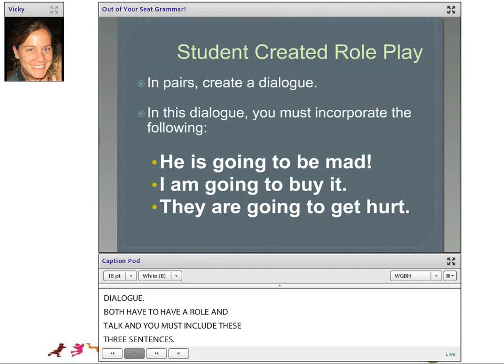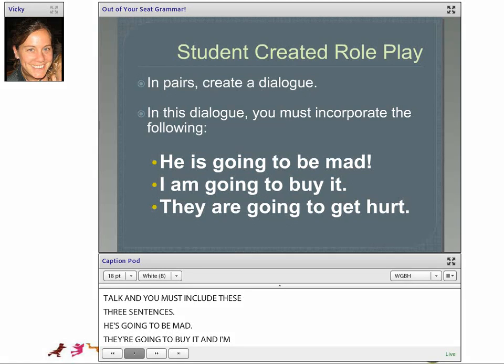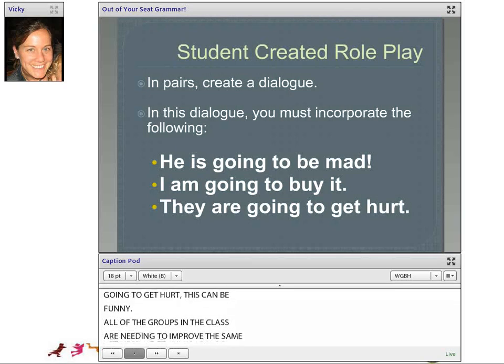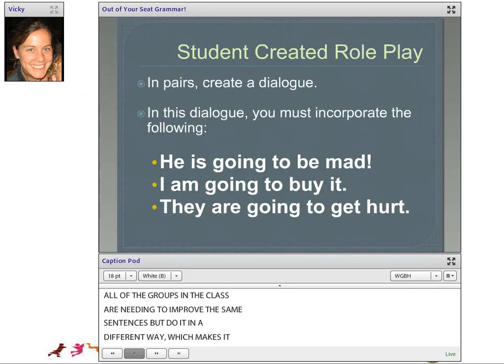And this can make it kind of funny because all of the groups in the class need to include these same sentences, but they all do it in a slightly different way, which makes it kind of interesting and gives them, just like I said, a little bit more guidance to help them get it done.